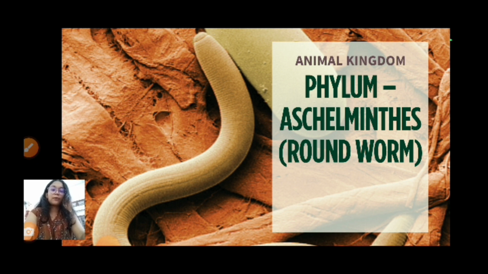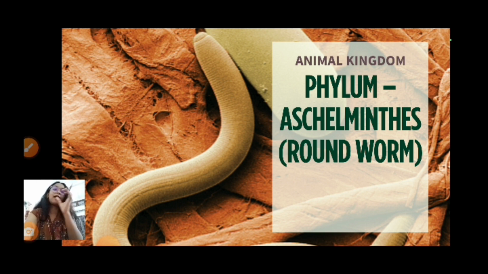We were doing Animal Kingdom. This is part 6 from the chapter Animal Kingdom. We already did phylum number 1, that is Porifera. We did phylum number 2, that is Coelenterata. We also did phylum number 3, that is Ctenophora. We also did phylum number 4, that is Platyhelminths. So today we are going to discuss phylum number 5, that is Aschelminths, also known as the roundworm.